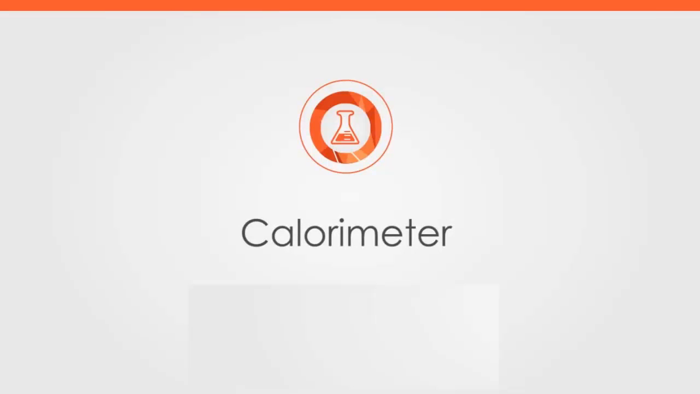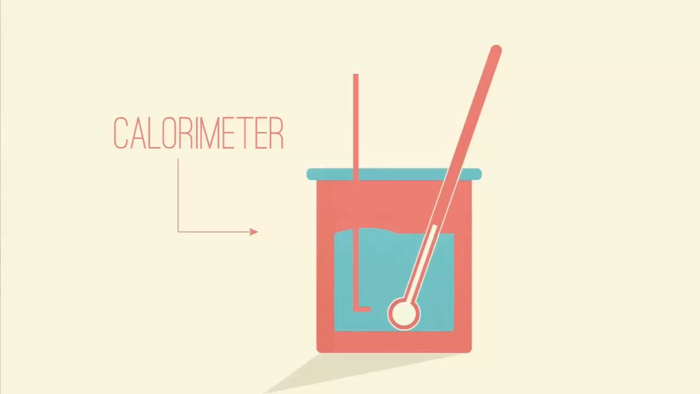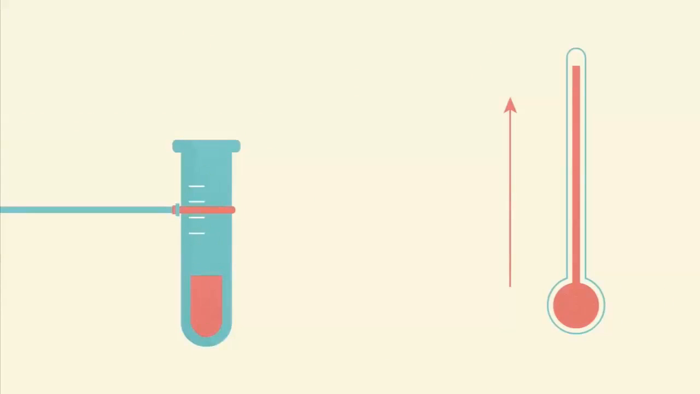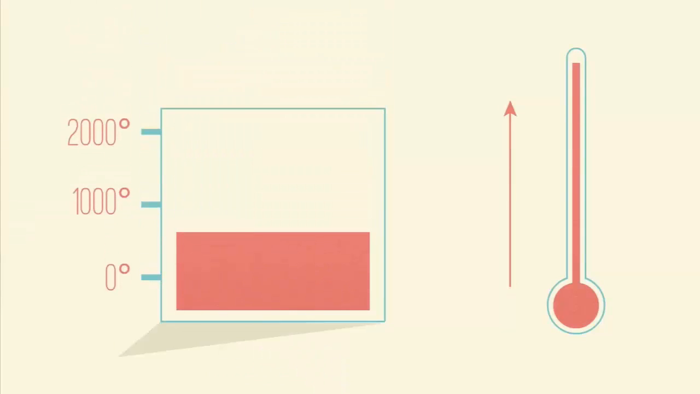In this video, we are going to learn about calorimeters, what they are, how they might be used, and why they are used. A calorimeter is a device used for calorimetry, the process of measuring the change in heat of chemical reactions or physical changes, as well as heat capacity for a material.